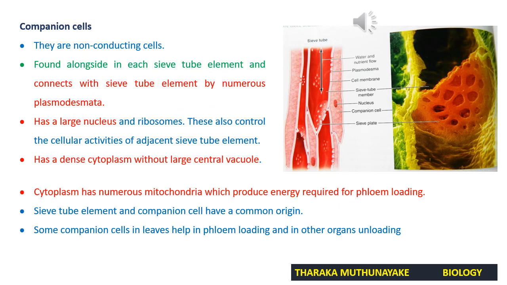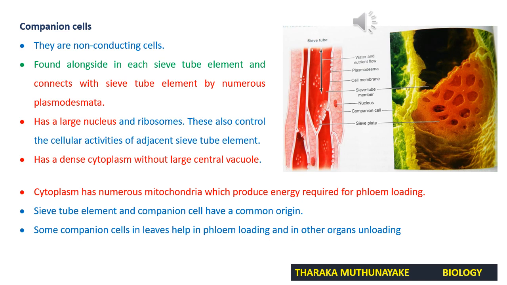Now we are moving to companion cells. We mentioned earlier, companion cell is found as a partner of sieve tube element. Here you can observe this diagram. At the side of the sieve tube element, you can find a companion cell. Okay. Then look at this. It says they are non-conducting cells. That means they do not involve in transporting of phloem sap.